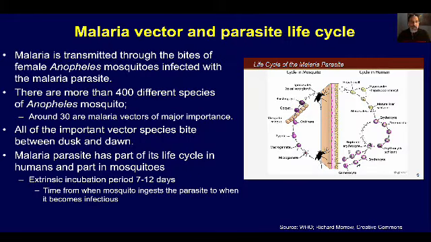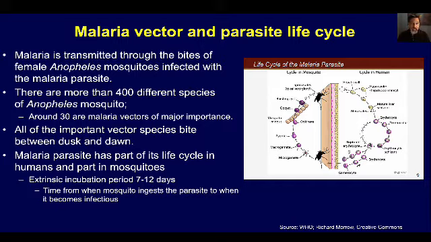So, as I mentioned, the parasite is transmitted through the bite of an infected mosquito, the Anopheles mosquito. There are actually more than 400 different species of this mosquito, and they can all be different in terms of their impact on malaria transmission. Only about 30 of these are really of major importance in terms of malaria transmission. All of the important vector species bite between dusk and dawn, and so that has implications for control measures.